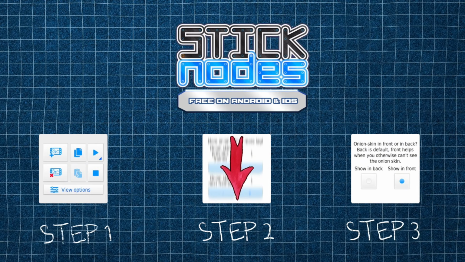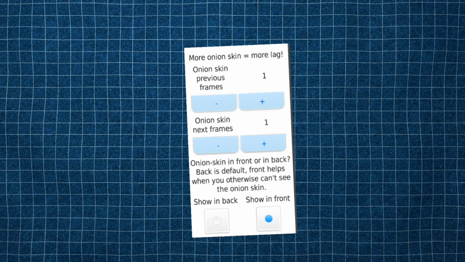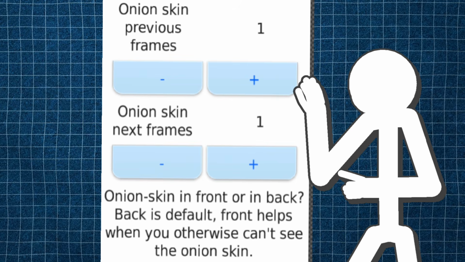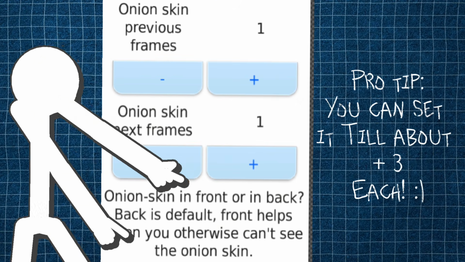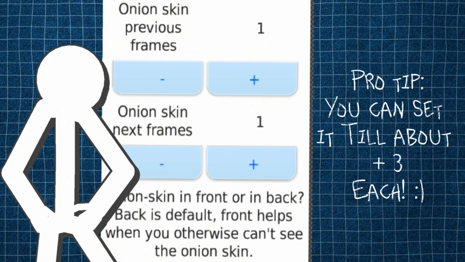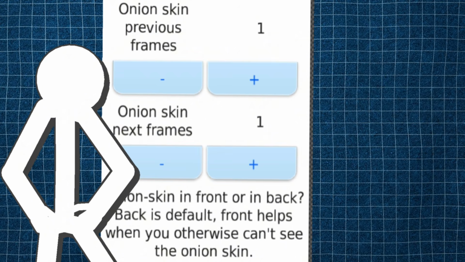The real secret though are these buttons. Using these plus and minus symbols, you can set how many onion skins you can see in previous frames and how many you can see in future frames. A lot of people underestimate how important this is, so when next you're animating, make sure to turn them on.